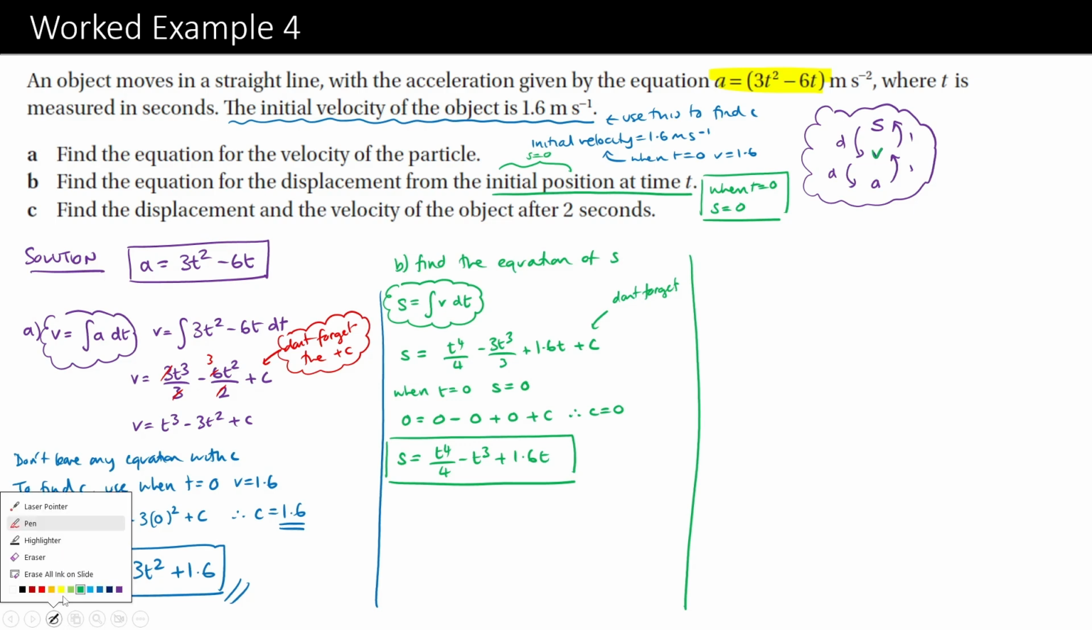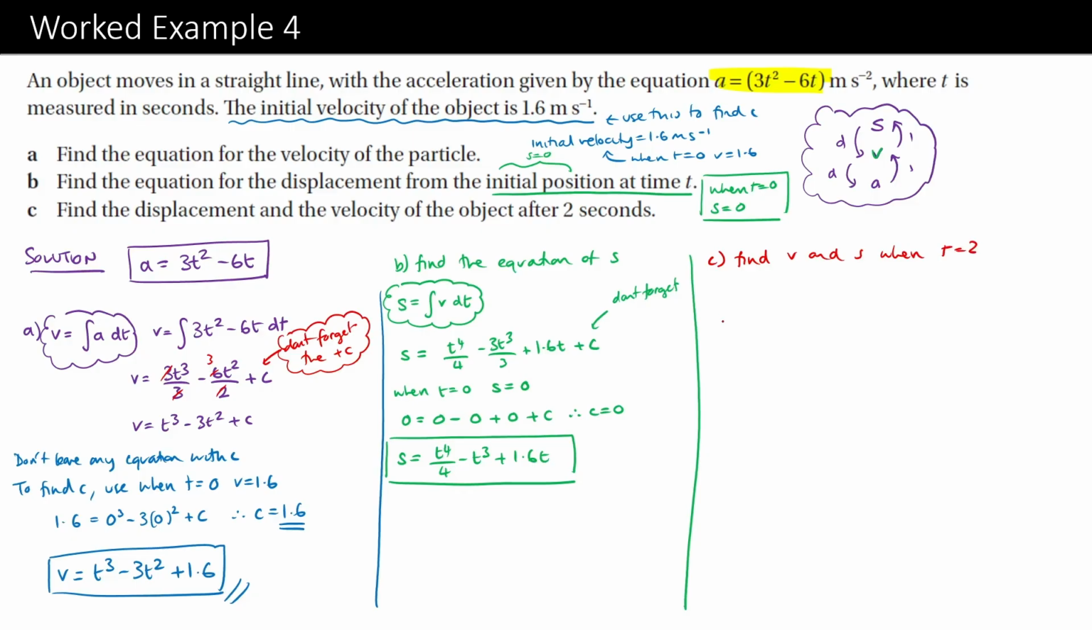Then for part C, what it's asking me is to find the displacement and the velocity of the object after 2 seconds. So for part C, all I need to do is find V and S when t equals 2. We start off with V. When t equals 2, V is going to equal 2 cubed plus 3 lots of 2 squared plus 1.6, and that gives me a V value of negative 2.4 meters per second.